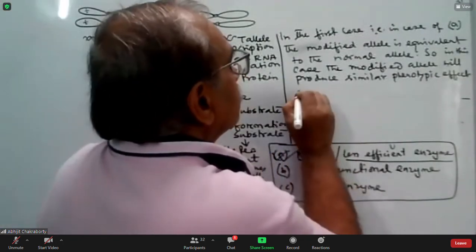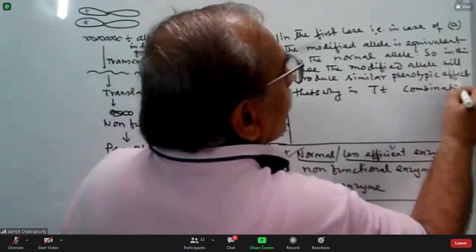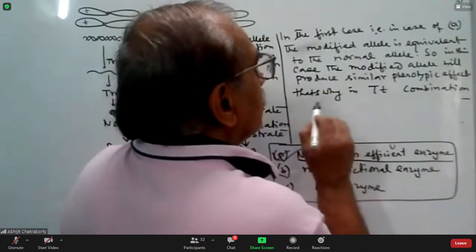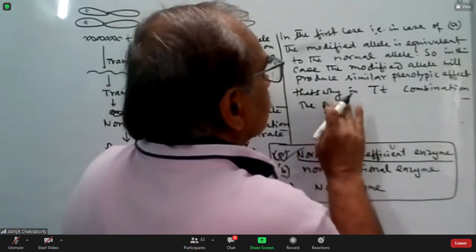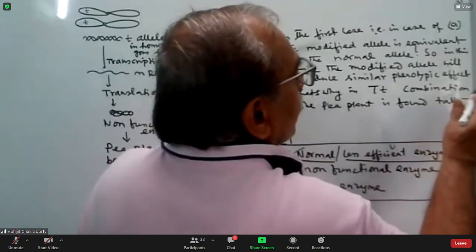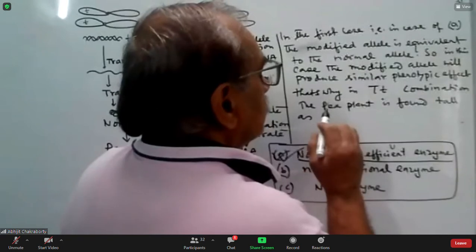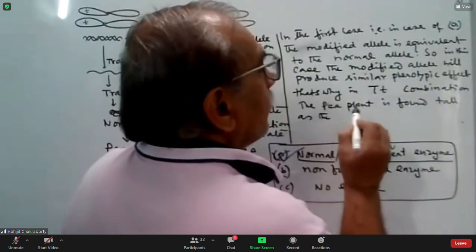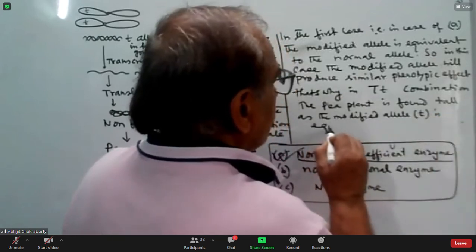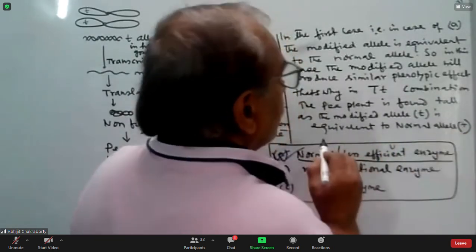That's why in the capital T small t combination, the P plant is found tall, as the modified allele is equivalent to the normal allele. Is it clear now?